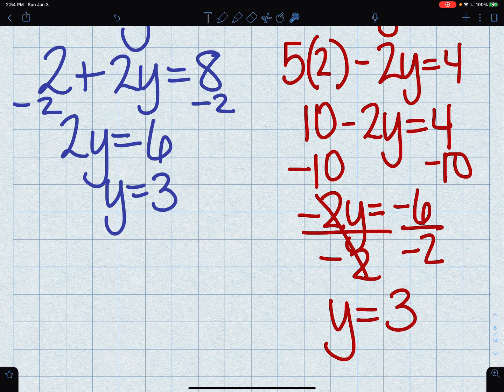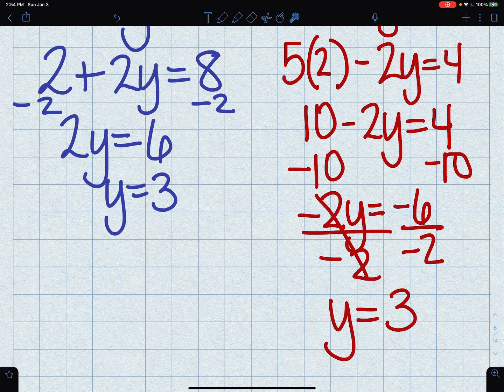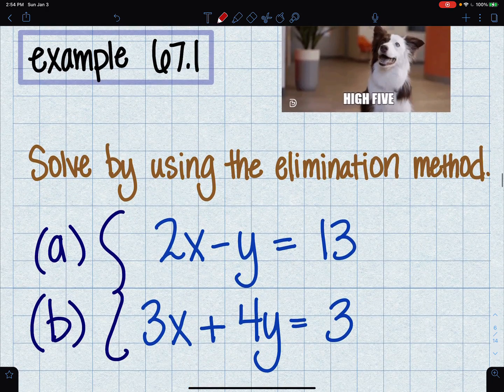So we got the same thing both times. So that's good. That means we did it correctly. So the ordered pair would be x, which we found the answer to be 2, and y, which is 3. You really only have to plug it into one equation, but just to check your own math, you can plug it into both. All right, let's move on to the next example.